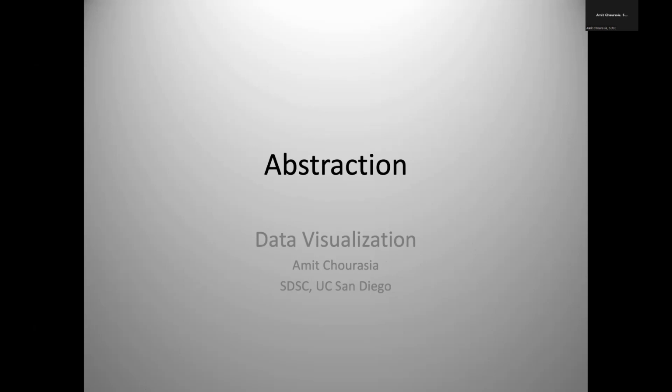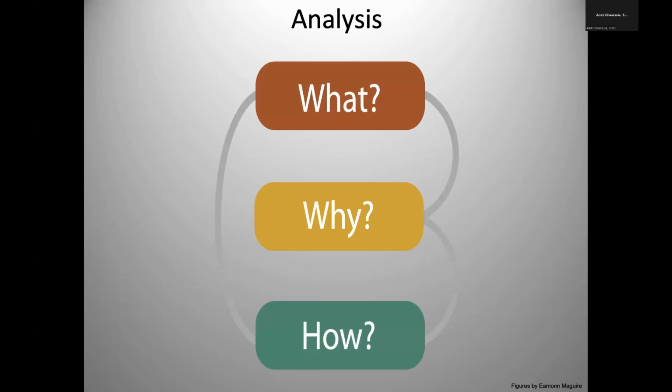So the next section is about abstraction. Here, we are going to break down the visualization into three pieces: what we are looking at, which is the data abstraction; why we are looking at something, which is the task abstraction, meaning why we are representing something in a visual form; and how we are going to represent that data, or how we will encode the data into a visual form.